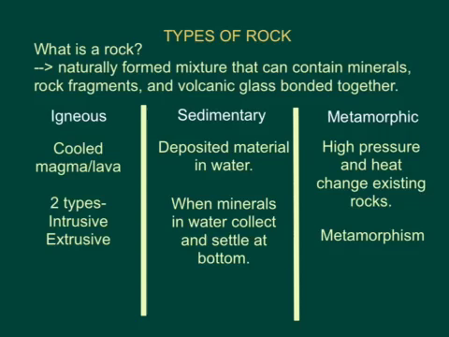There's 3 types of rocks. And we can see here, we're going to talk about this one right here, igneous rock. Igneous is just cooled magma or lava. So when magma or lava cools down, it turns into a rock substance we call igneous rock. There's 2 types. There's intrusive and extrusive, and we're going to get into those in a second.